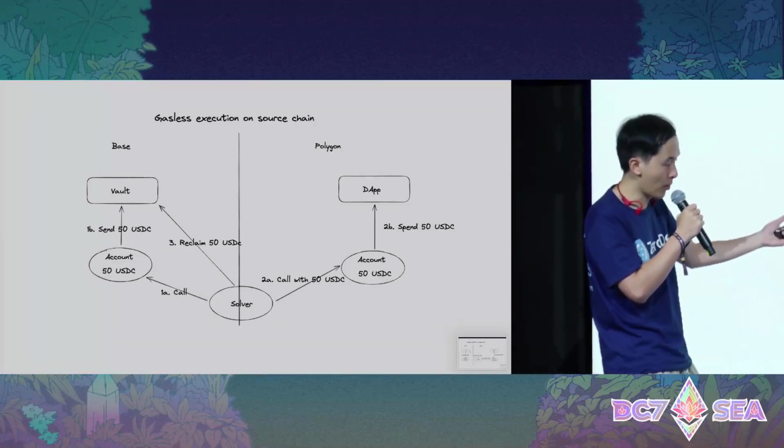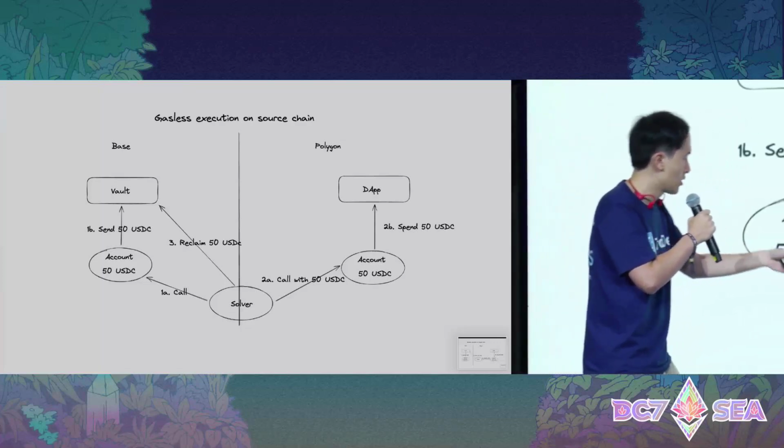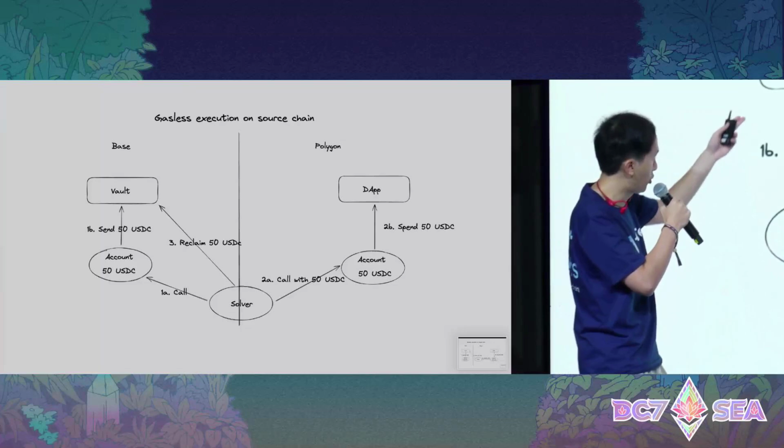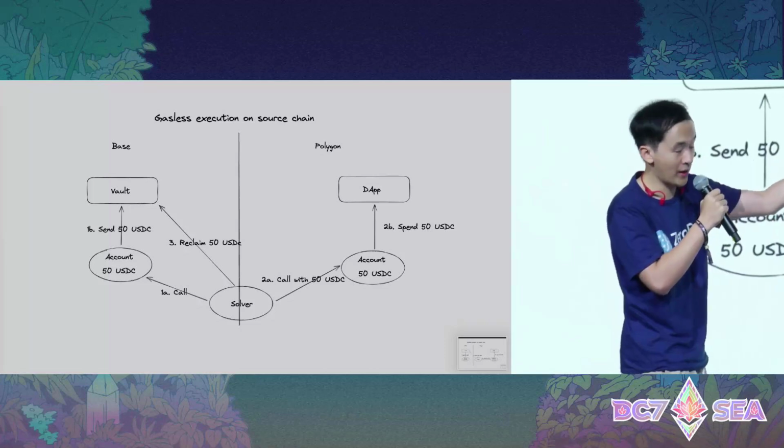And again, this is only possible because your smart account is a smart contract that can accept calls. So your smart account will transfer the funds to the vaults, which then triggers the transaction on the other side to interact with the application.